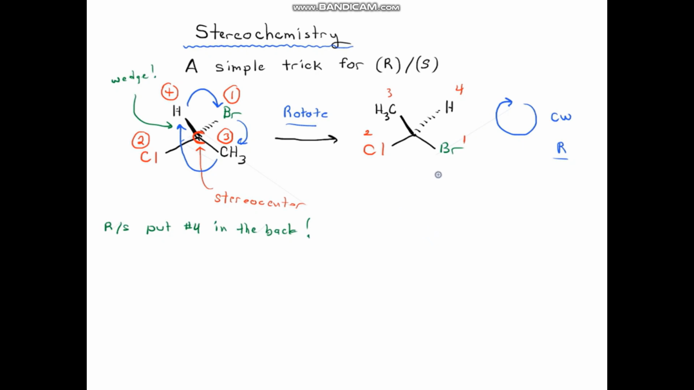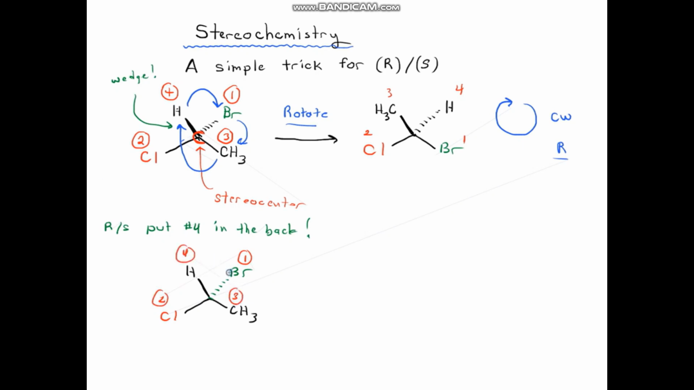It's not always the easiest. So there's actually a much faster way to figure out whether it's R or S in a situation like this, instead of bond rotation. Let's redraw this because it's kind of crowded here. Chlorine, CH3, put the hydrogen as a wedge, and put the bromine, Br. You rank them as before: this is number 1, this is number 2, this is number 3, this is number 4.